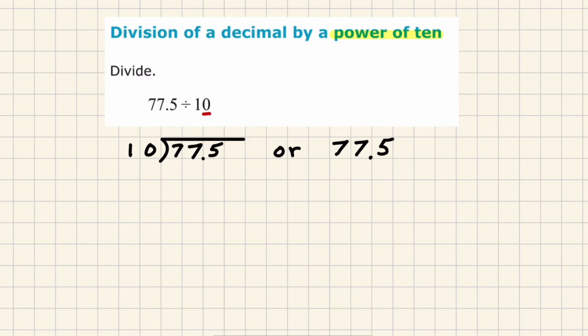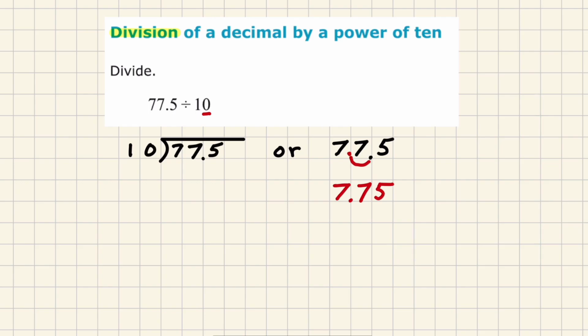We had a similar shortcut for multiplication. However, for multiplication, we were making a number larger by moving the decimal to the right. And for division, we'll be making the 77.5 smaller. So we will move the decimal to the left. We have 1 0, so we move the decimal 1 place, giving us 7.75.